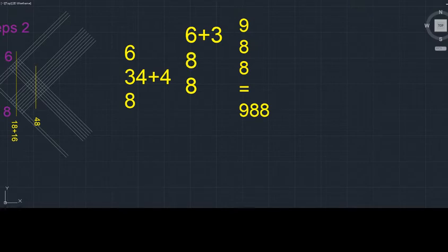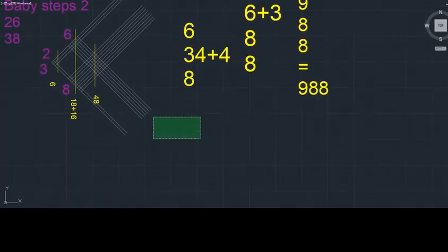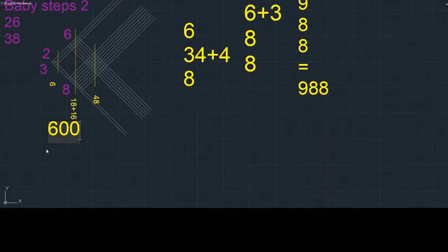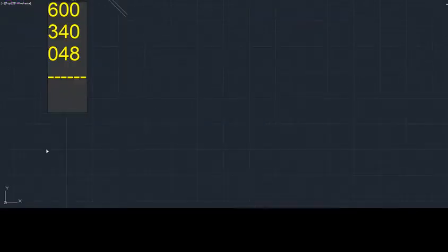Alternatively, we can evaluate it with trailing zeros and summing each column down. So for example, we can see here that we have 6 and 2 columns behind it, so we have 600. We have the 34, and then 1 column behind that, and then we have 48. So we can sum that up fairly easily, going vertical.